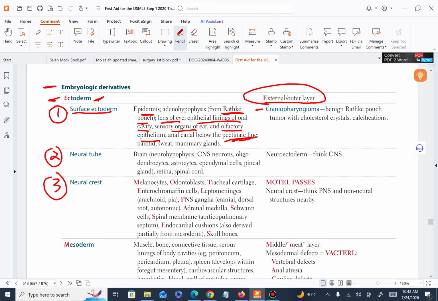And one clinical note is craniopharyngioma, which is the benign Rathke's pouch tumor with cholesterol crystals and calcification.